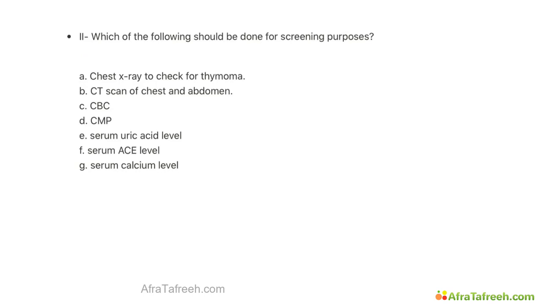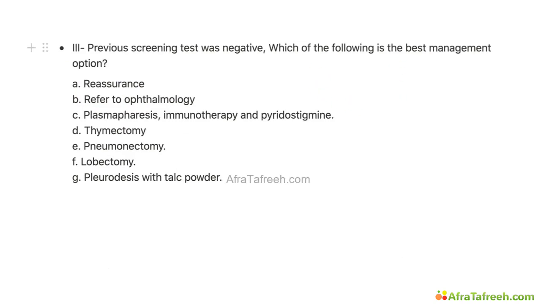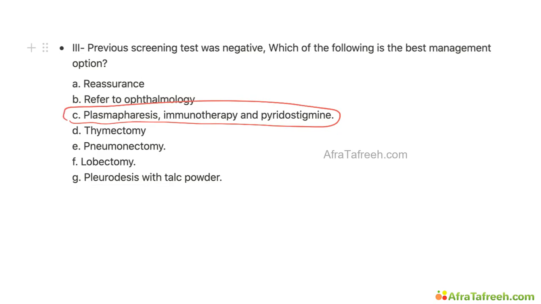Next question, same patient. Which of the following should be done for screening purposes for this Lambert-Eaton myasthenic syndrome? Please pause, and the answer here is CT scan of the abdomen and chest. Why? Because Lambert-Eaton myasthenic syndrome can lead to small cell lung cancer. I mean, it's associated with cancer, it does not cause the cancer. Question number 3, same patient, previous screening test was negative. Okay, so the CT scan was fine. Which of the following is the best management option? And the answer is plasmapheresis, immunotherapy, and pyridostigmine.